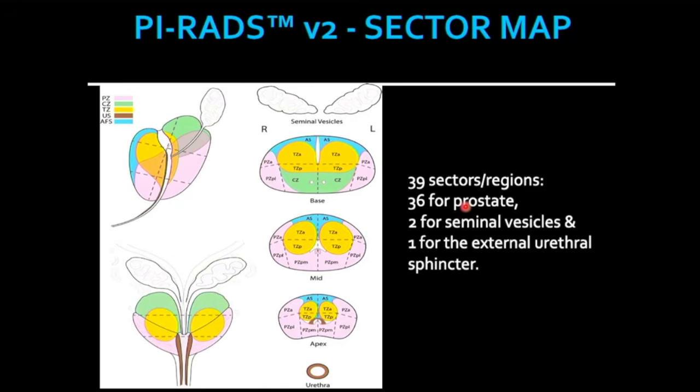ACR and PI-RADS is divided into various sectors, 39 sectors in PI-RADS version 2: 36 for the prostate, 2 for seminal vesicles, and 1 for the external urethra. This is important. Whenever you detect a lesion, you must say in which sector it is because this helps in the biopsy. This also helps the clinician in following up and in planning his surgery.